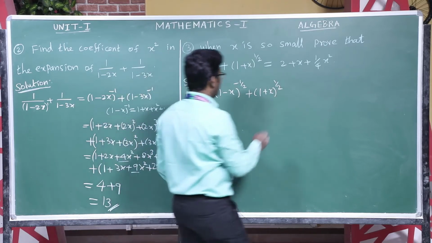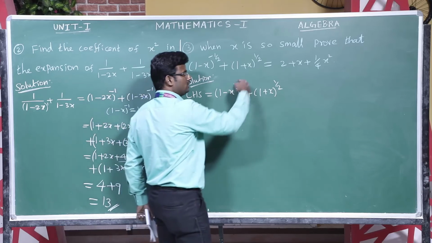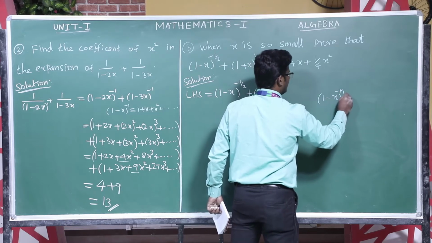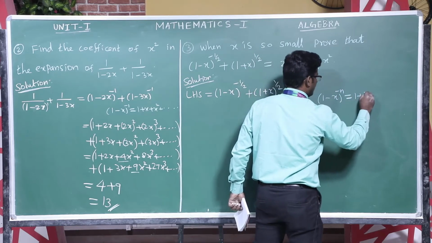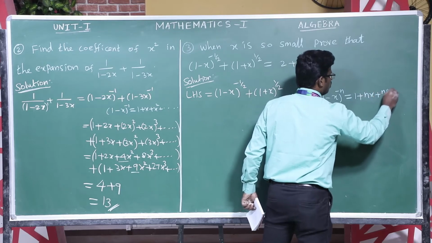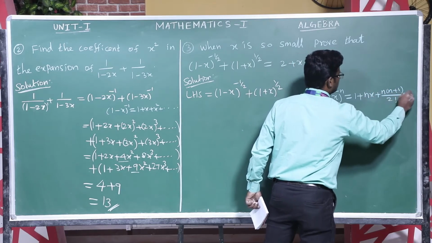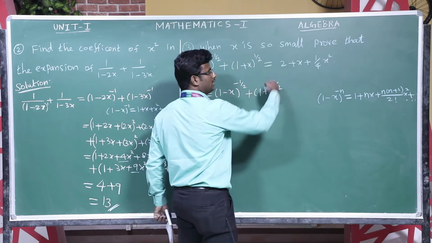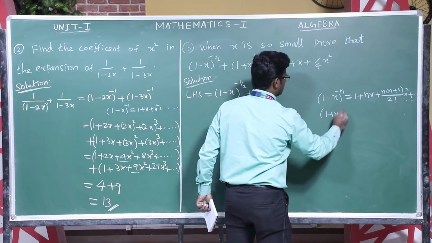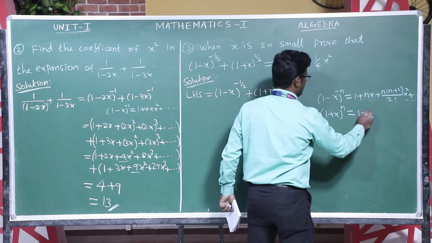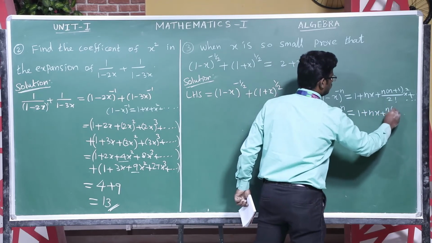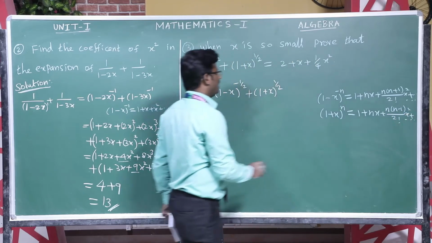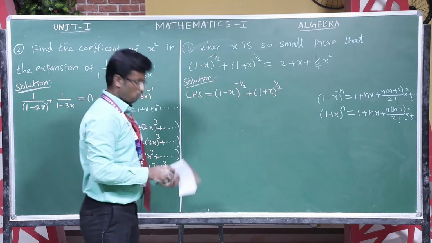We know the formulas. 1 minus x all to the power minus n is equal to 1 plus nx plus n into n plus 1 by 2 factorial x square plus etc. And 1 plus x all to the power n is equal to 1 plus nx plus n into n minus 1 by factorial 2 x square plus etc. Here, in both cases, n is equal to 1 by 2.